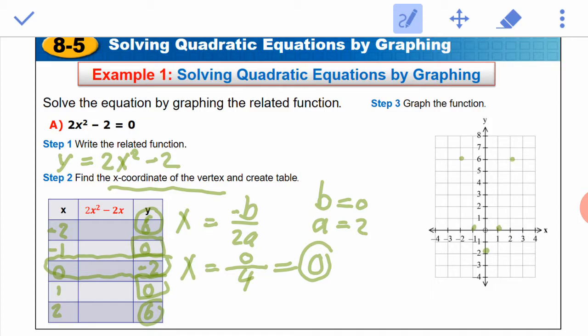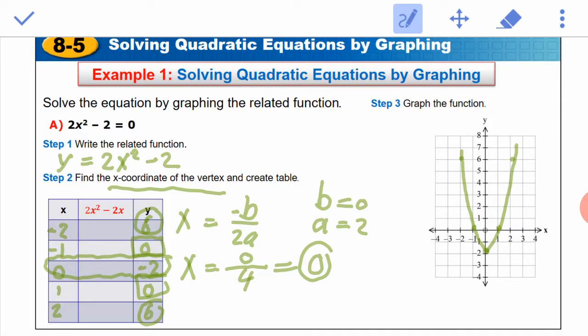Now let me connect my points. Remember guys, you're not allowed to use a ruler in order to connect these points. It's a smooth graph, so you need to use your handwriting. You connect with your own hands. Try to be as accurate as you can. So guys, this is my parabola, and now it's time to finish this problem with step number 3.